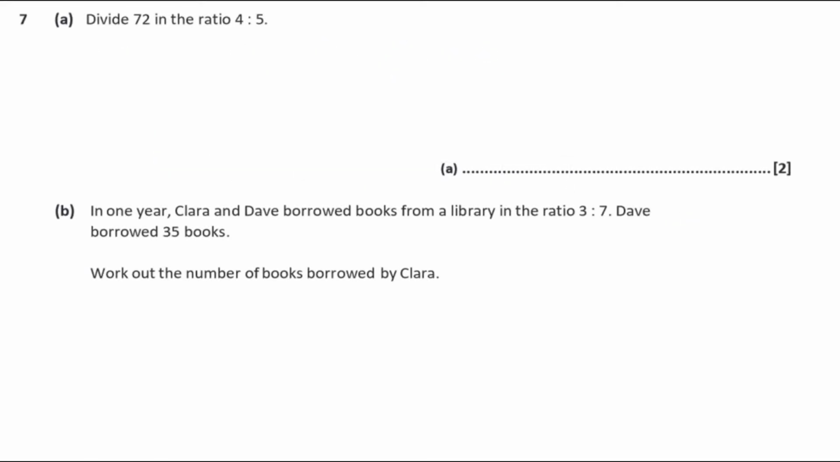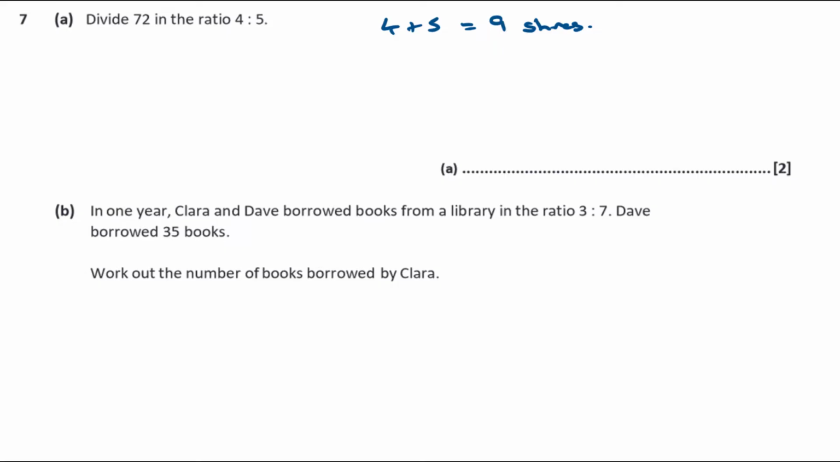Question 7a, divide 72 in the ratio of 4:5. Okay, so when we're dividing into a ratio, the first thing we need to know is the number of shares altogether. So we're dividing 72 into 4 shares and 5 shares, and 4 plus 5 gives me a total of 9 shares. So the next step is to work out what the value of those shares are.